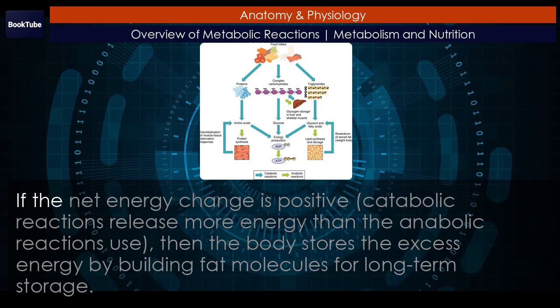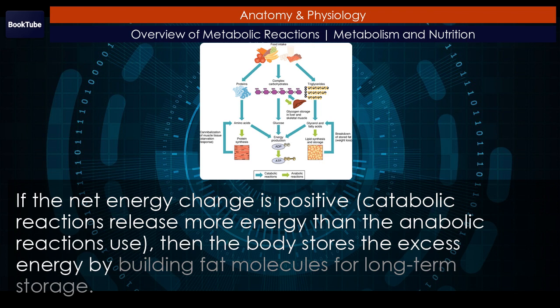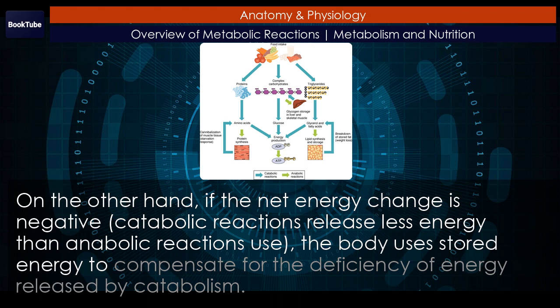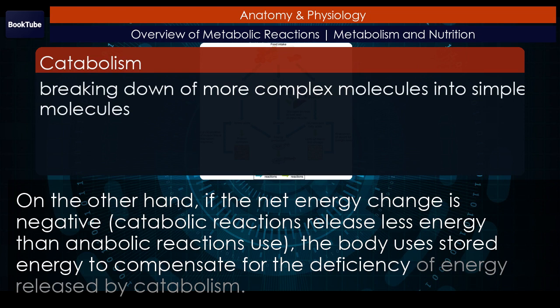If the net energy change is positive, catabolic reactions release more energy than the anabolic reactions use. Then the body stores the excess energy by building fat molecules for long-term storage. On the other hand, if the net energy change is negative, catabolic reactions release less energy than anabolic reactions use. The body uses stored energy to compensate for the deficiency of energy released by catabolism.